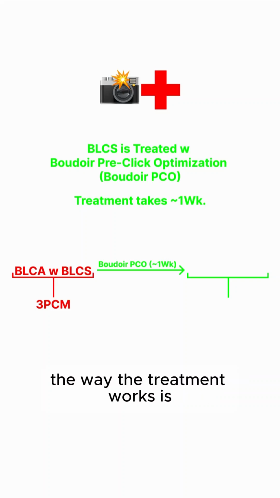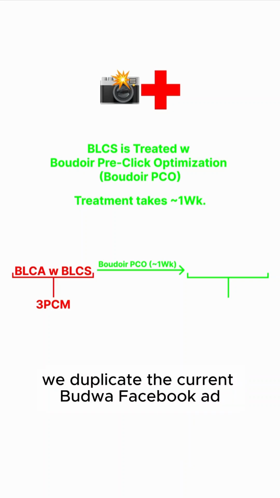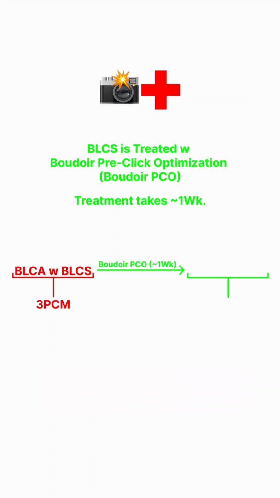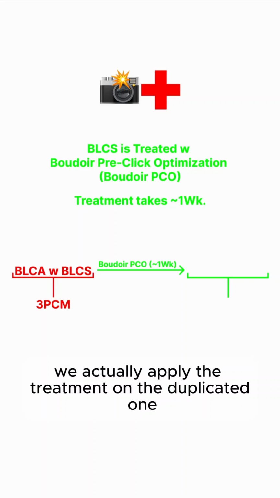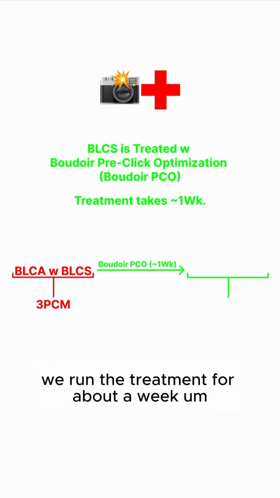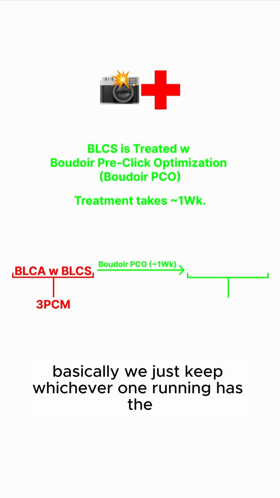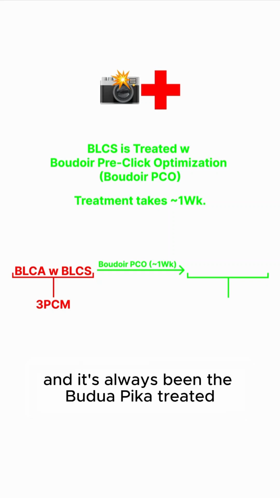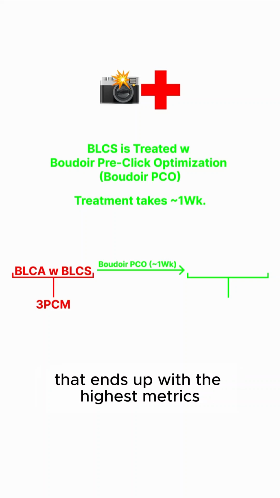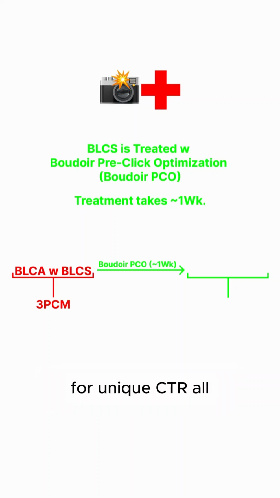The way the treatment works is we duplicate the current Boudoir Facebook ad, and we leave the original. We actually apply the treatment on the duplicated one. We run the treatment for about a week. After about a week, we just keep whichever one is running with the highest metrics, and it's always been the Boudoir Pico treated ad that ends up with the highest metrics for unique CTR all.